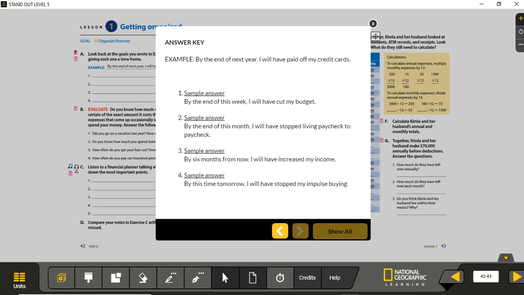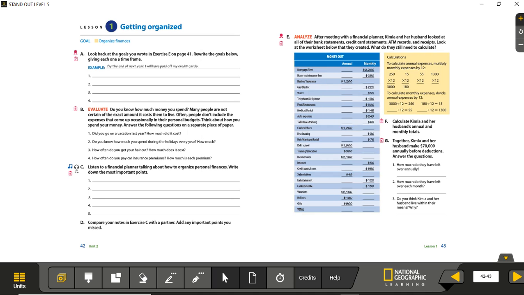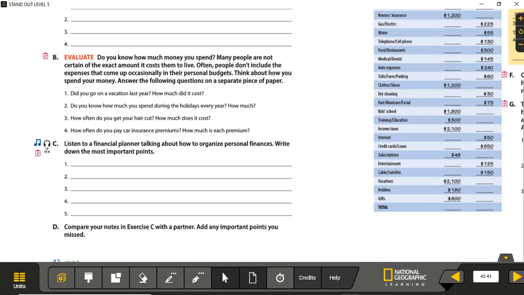Okay? But just remember that you need a time when you're going to do it, by dot dot dot, and then comma, and then dot dot dot. That's how you structure that. Okay? Good. Let's go to B.